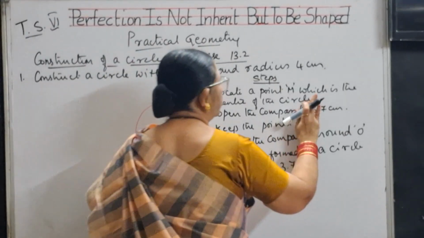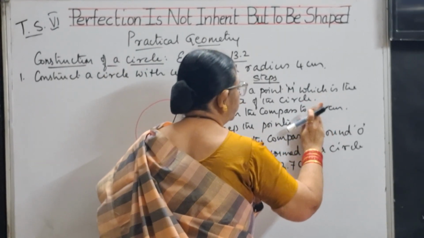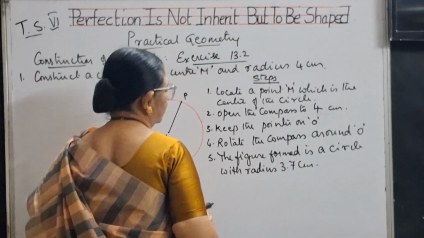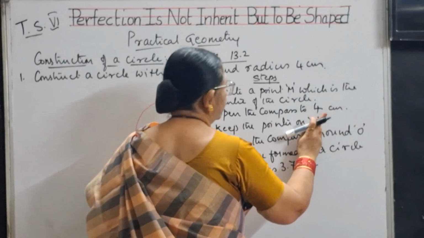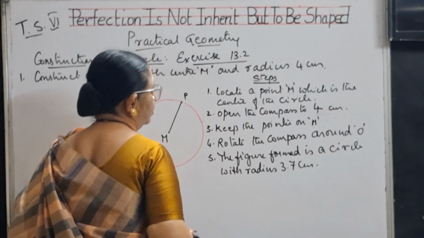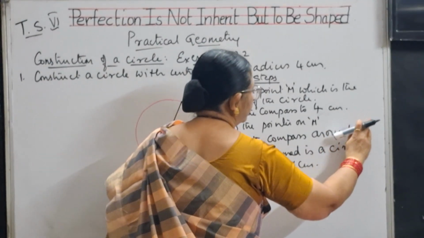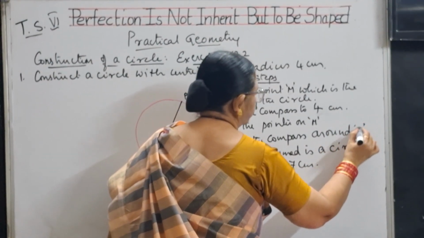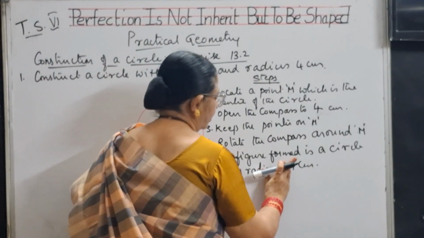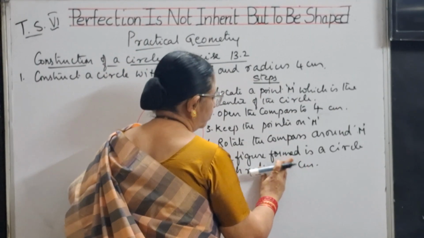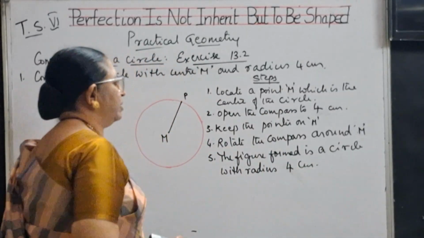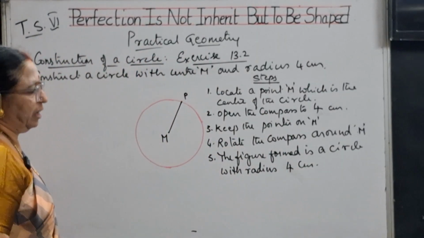First point is, locate a point M, which is the center of the circle. Next, open the compass to, earlier we have written 3.7 centimeters. Now you have to write 4 centimeters. And keep the pointer on M. Instead of O, you keep M. Rotate the compass around. Instead of O, you write M. The figure so formed is a circle of radius 4 centimeters. See, minute changes have made the construction totally.